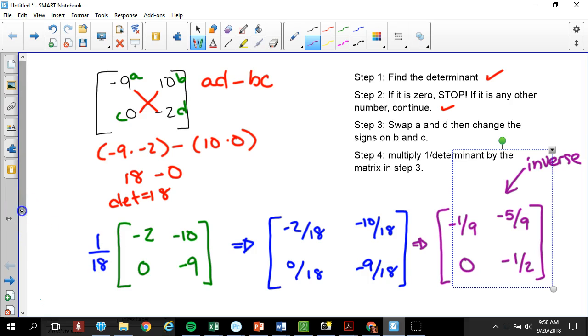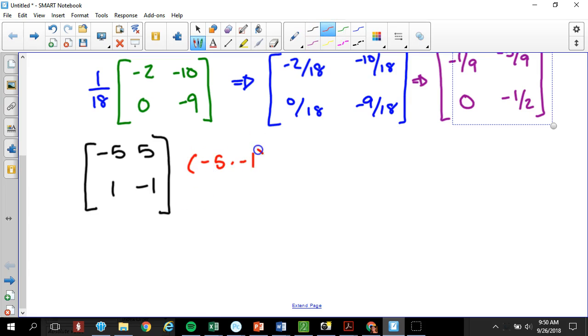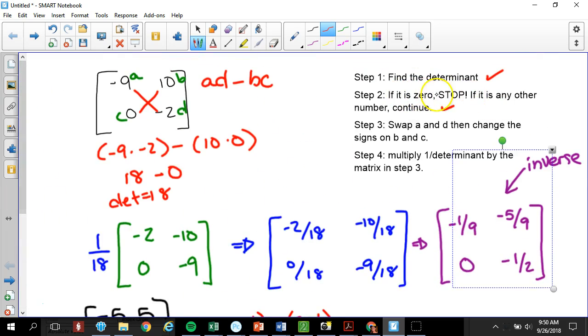All right, let's try another one. Let's say I was given, for example, negative 5 and 5, and 1 and negative 1. If this is what I was given, my first step, I have to find the determinant. So A times D minus B times C. Negative 5 times negative 1 is 5, minus 5 times 1, which is 5, so 0. There we go. I need to stop. My determinant equals 0, so according to my step number 2 here, I need to stop. That means that no inverse exists.